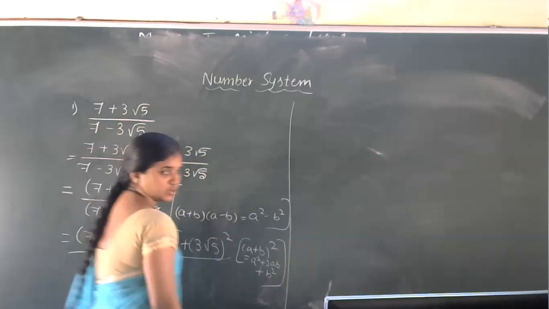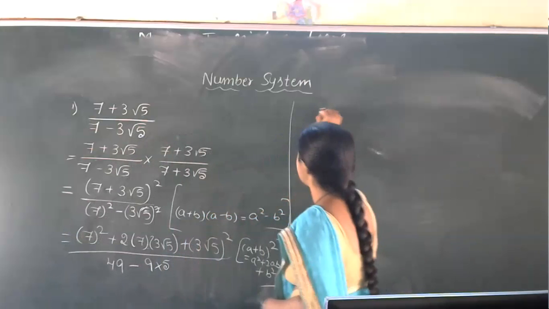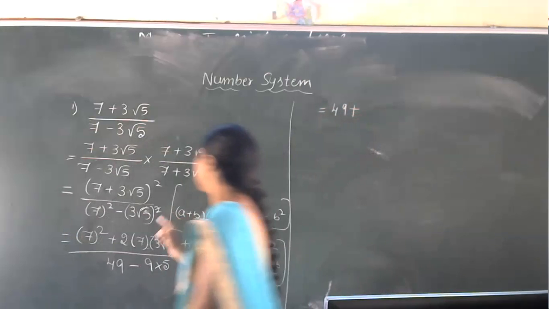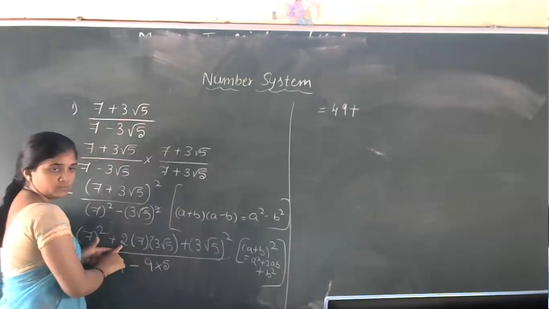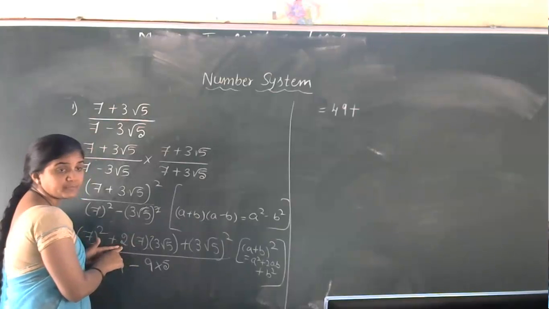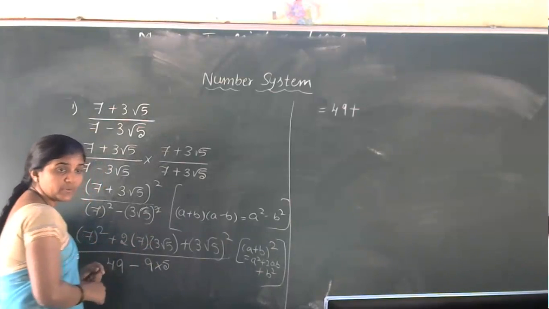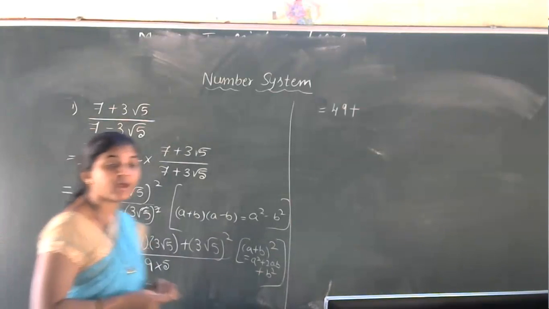Next step. Which formula did we use here? a plus b whole square is equal to a square plus 2ab plus b square. So next step: 7 square is 49 plus 2 sevens are 14, 14 into 3 root 5. What answer will you get? 14 into 3 root 5.